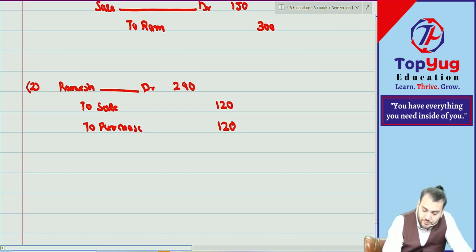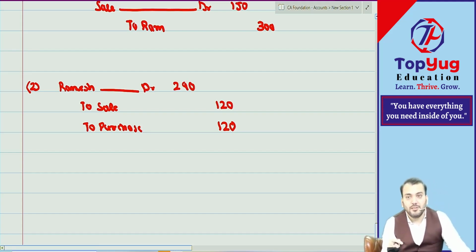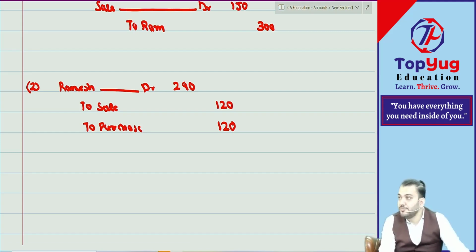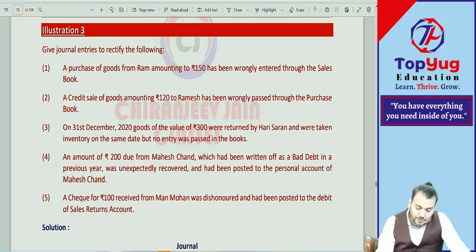Have you understood this? If you have done one correct, the second will also be correct only. Have you understood 1 and 2? Anyone have doubt about 1 and 2? No doubt. Coming to third.